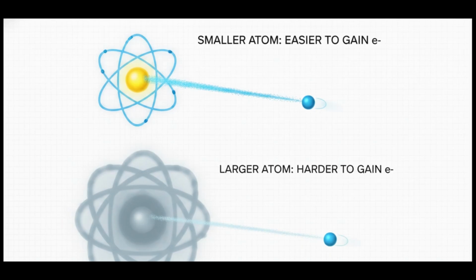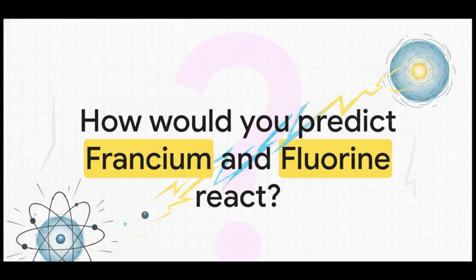As the atom gets bigger down the group, the positive pull from the nucleus is buried under more and more electron shells. This makes it physically harder for the nucleus to reach out and steal an extra electron from another atom. So the smaller the halogen, the closer its nucleus is to the outside world, and the more violently it reacts. Which leaves us with this final thought.